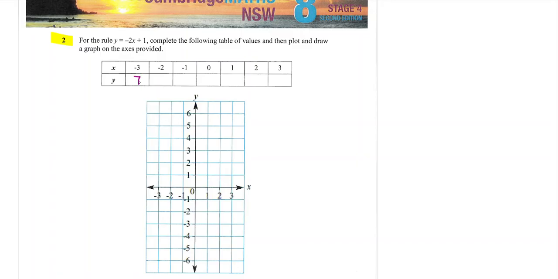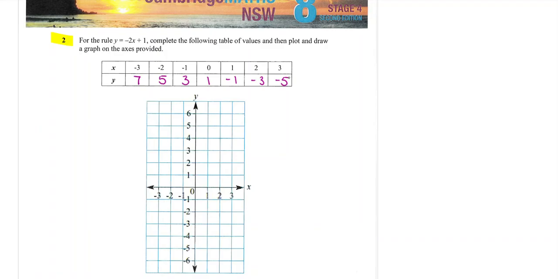Moving on to the next box, you're going to type in minus 2 times minus 2 plus 1, which equals 5. And you can keep going in that way, typing into your calculator, or you may see the pattern and work out what the next number is going to be. What is it? 3, yes. That's right, very good.